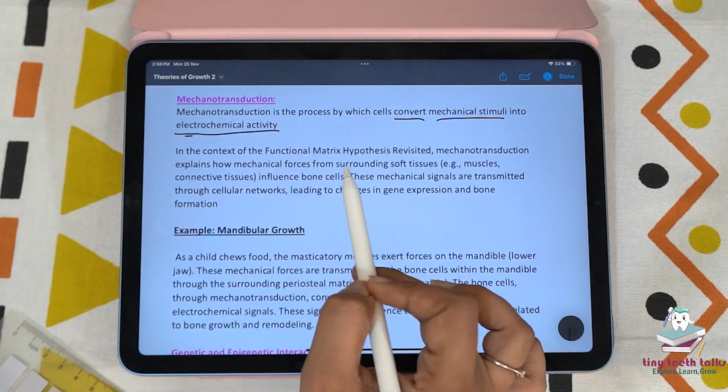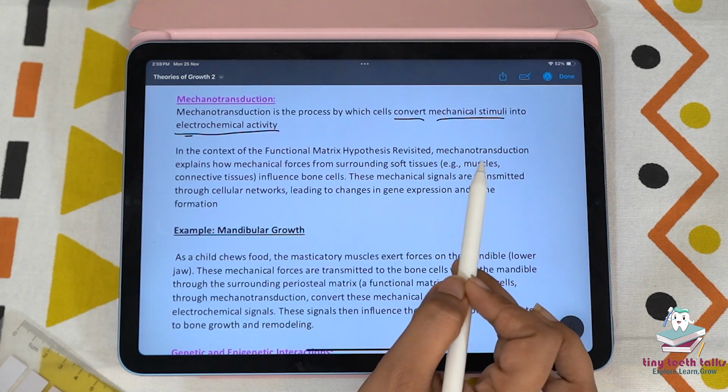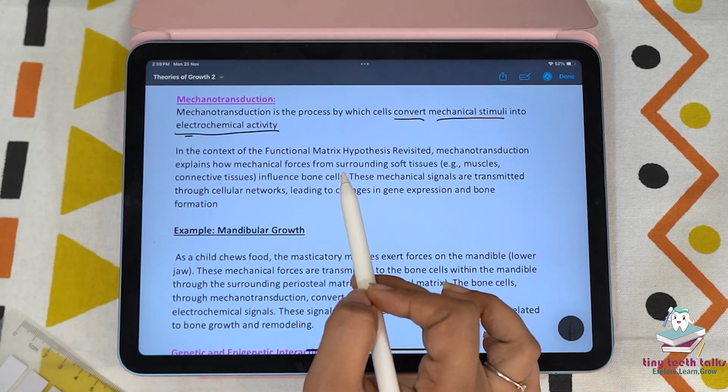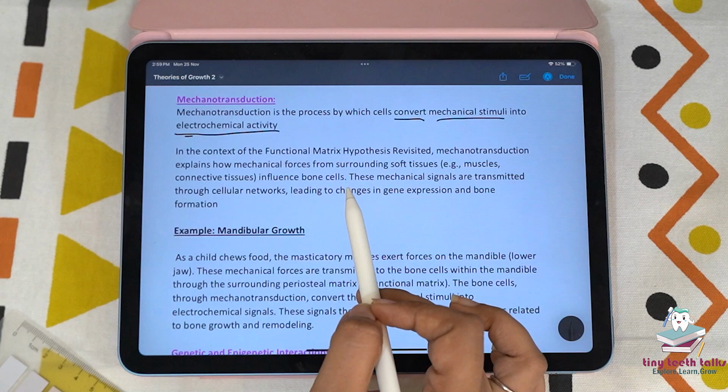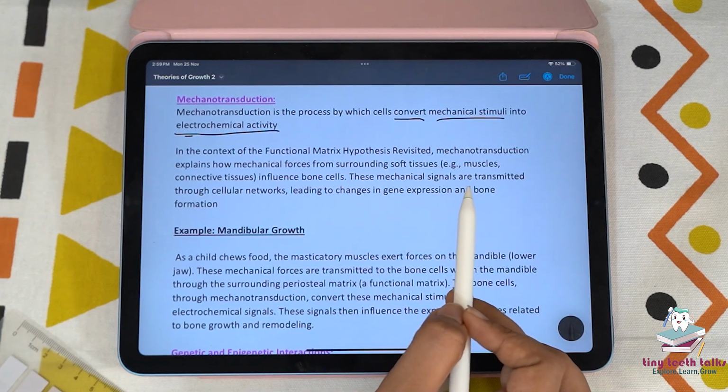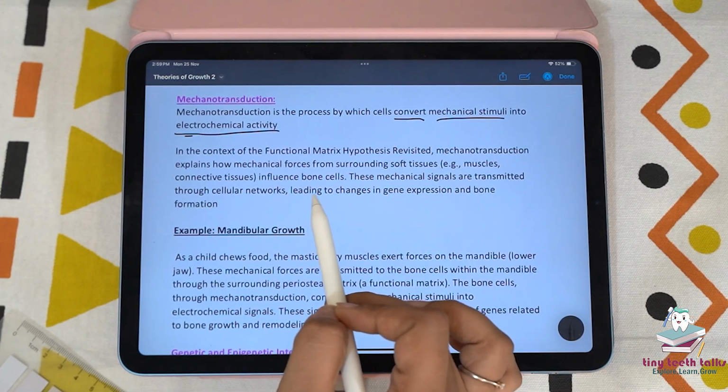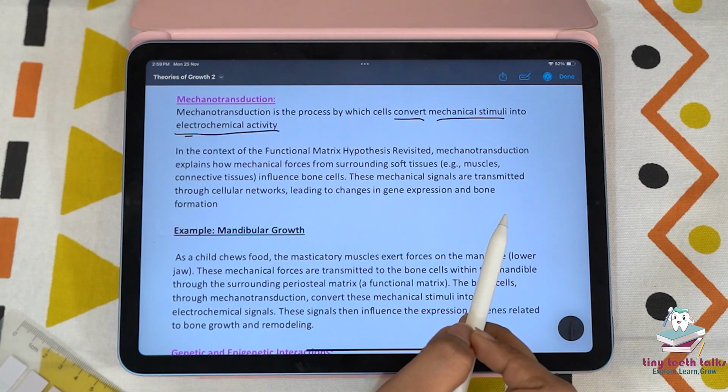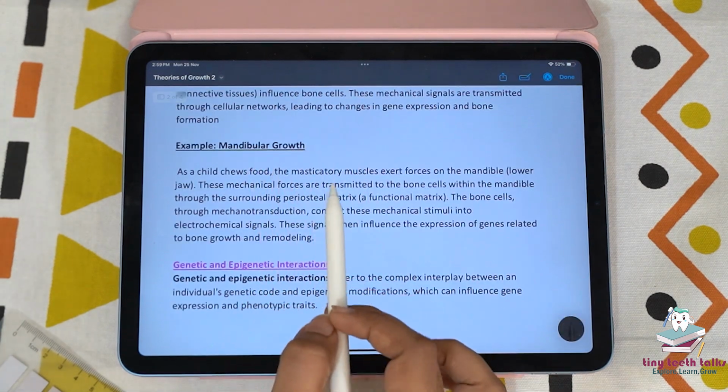So in the context of the functional matrix hypothesis revisited, mechanotransduction explains how mechanical force from the surrounding soft tissue influences bone cells. These mechanical signals are transmitted through the cellular networks, leading to changes in gene expression and bone formation. For example, mandibular growth.